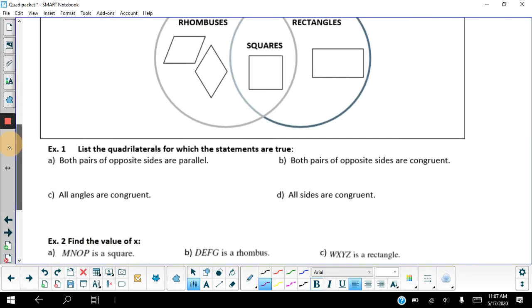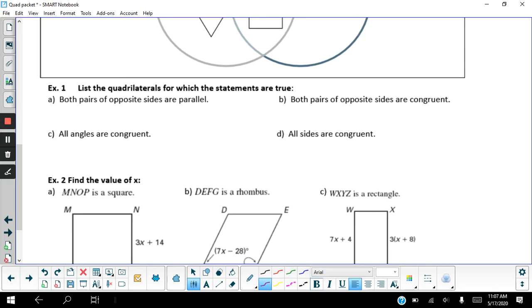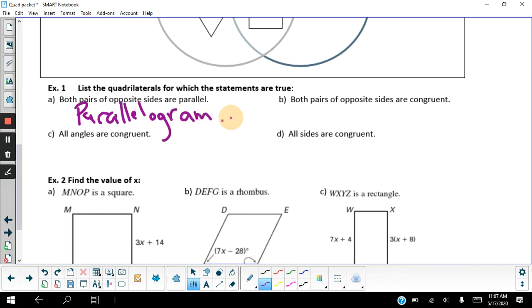Okay, so let's take a quick look at example 1 here. I like this problem. It says list the quadrilaterals for which each statement is true. Part A: both pairs of opposite sides are parallel. Well, that's all of them, right? So parallelogram and everything else that follows: rectangle, rhombus, square. We don't really have the room or the time to list them all, but that's what we're talking about.